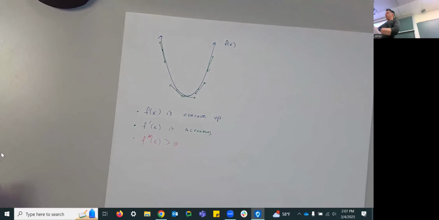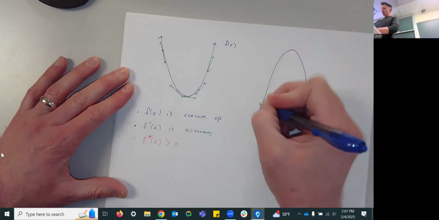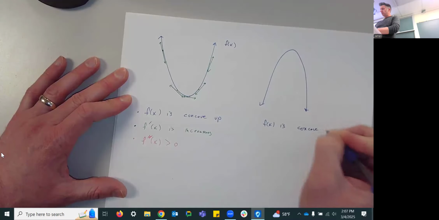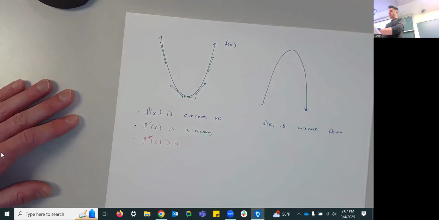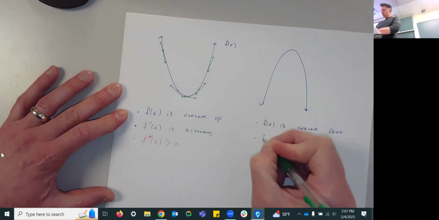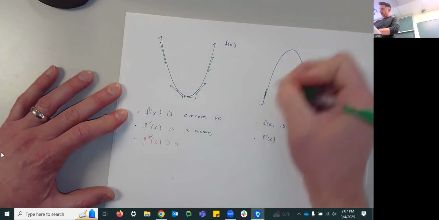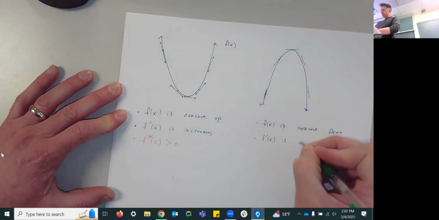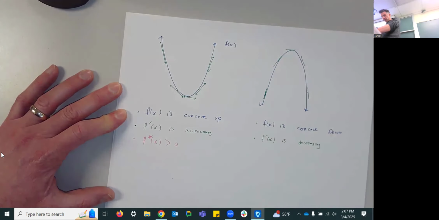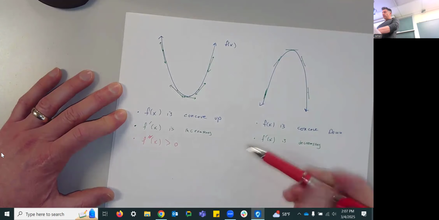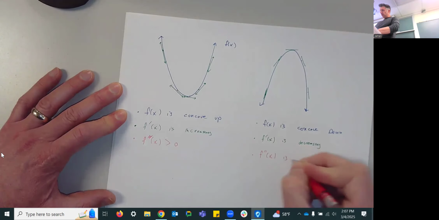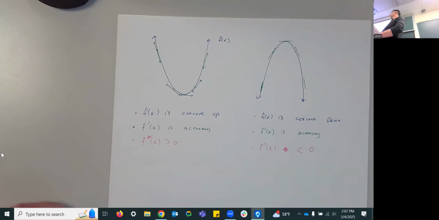And then similarly, the other way, if it's shaped this way, you could say the opposite things. The function is concave down. The first derivative is decreasing because it starts off super positive, less positive, 0, negative, more negative. And then finally, since the derivative is getting smaller, its derivative, the second derivative, must be negative, which I should write as less than 0. Sorry, got carried away. Kind of cool.